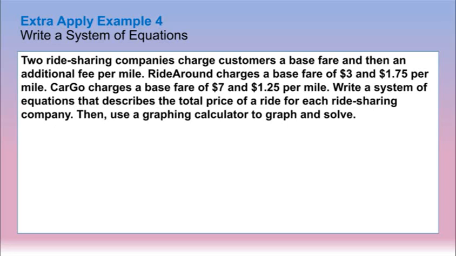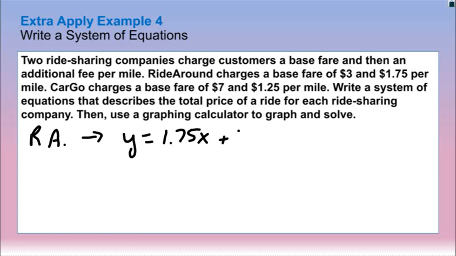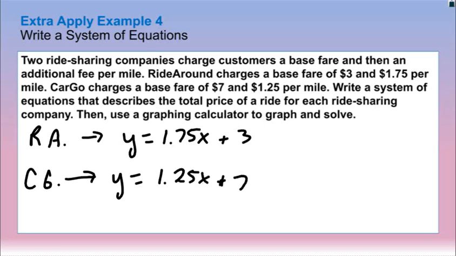So the first one, the ride along, this would be y equals, it's $1.75 per mile, so that's 1.75x plus a base fee of $3. You have to pay that 3, and then cargo would be y equals $1.25 a mile plus a $7 base fare. So those would be our 2 equations.